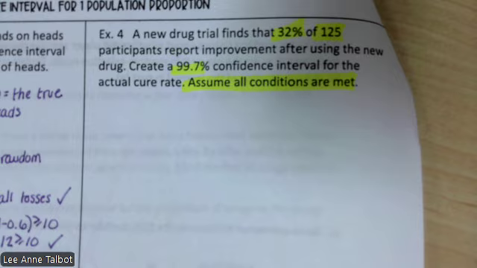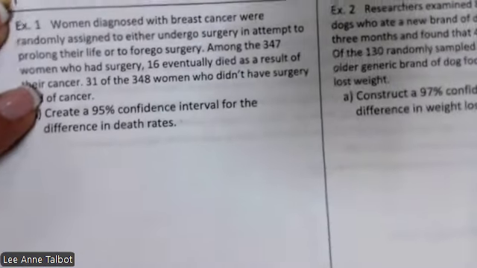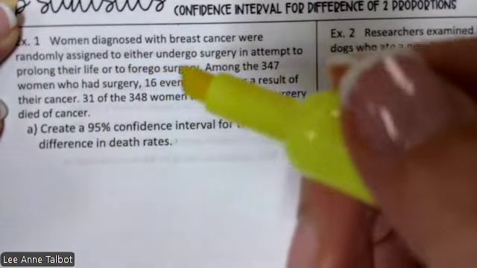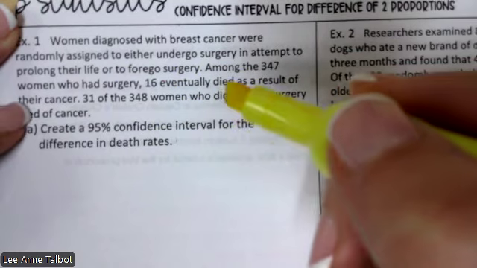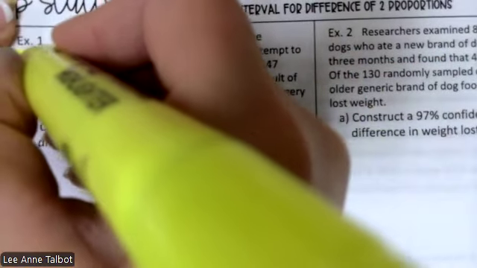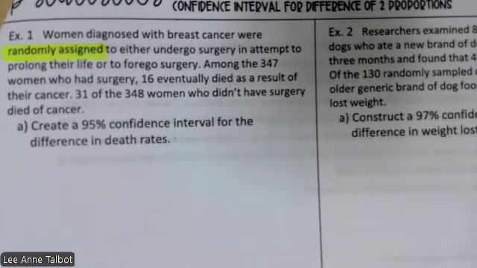Okay, now go to the other side. We're going to do the one on the left together. Women diagnosed with breast cancer were randomly assigned. Oh, there it is. That means this is an experiment. So I need to think about experiment stuff when I'm doing the conditions, which is easier.